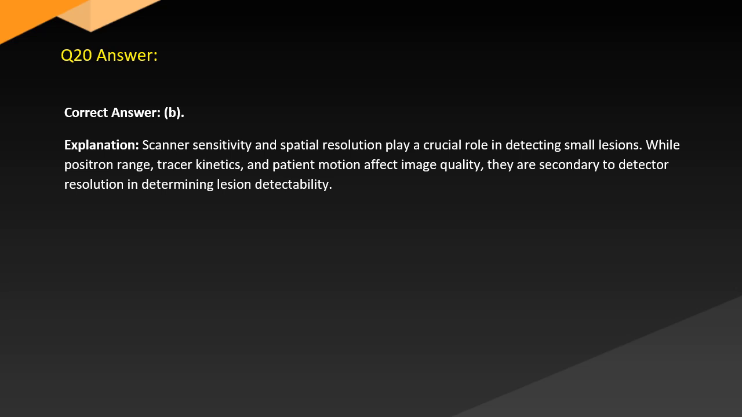Answer. Correct answer: B. Explanation. Scanner sensitivity and spatial resolution play a crucial role in detecting small lesions, while positron range, tracer kinetics, and patient motion affect image quality. They are secondary to detector resolution in determining lesion detectability.